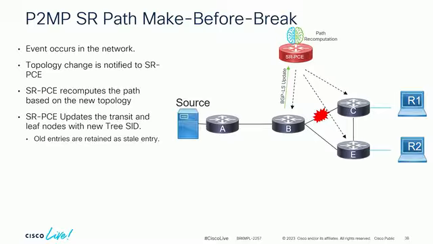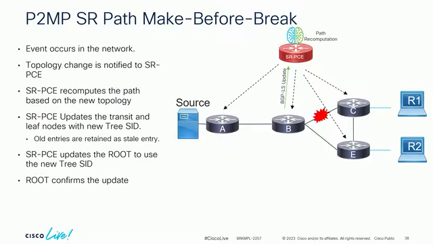Once the state entries are created on the transit devices, the next step is to update the root about the new tree. And once the root node confirms the update and sends a confirmation to the PCE server, the PCE will remove the old details from the table. So as you could see, we make before breaking. This way, we can offer the service in a seamless manner without any interruptions.